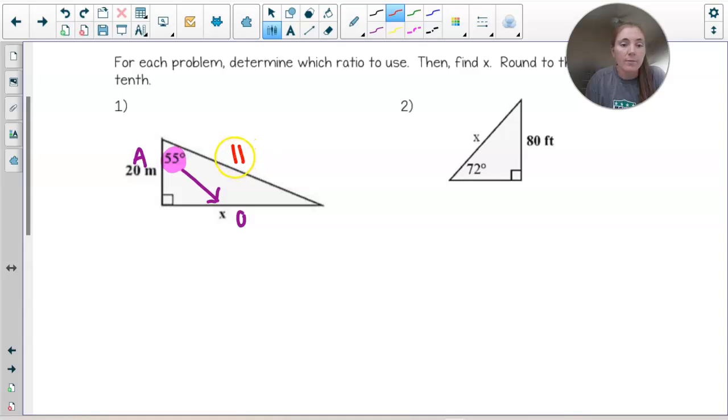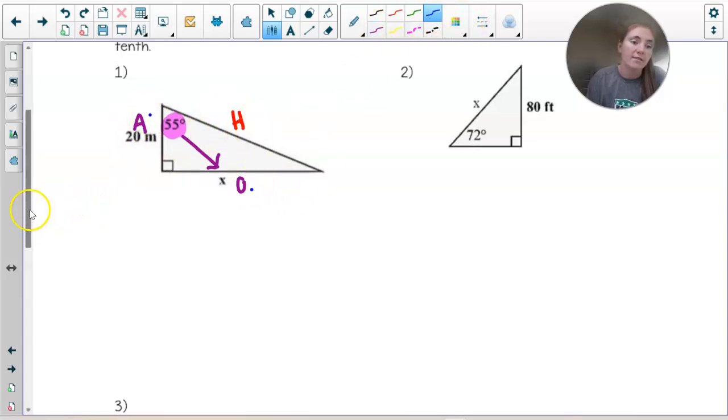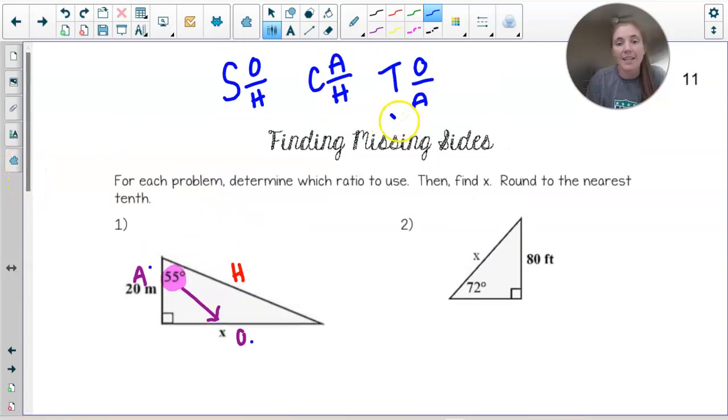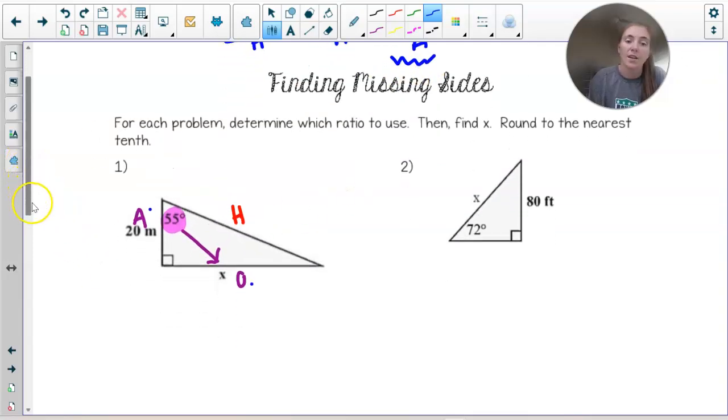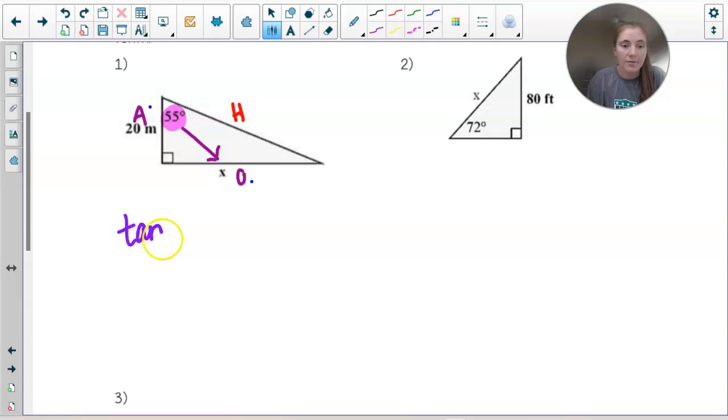We see there's no information given to us on the hypotenuse, so we wouldn't be able to use that piece. So we're looking for the ratio that uses opposite and adjacent. If you go up to the ratios we talked about, tangent is our one that uses opposite and adjacent. So we will set up tangent. The tangent from the perspective of the 55-degree angle is the ratio of the opposite leg, which is X, over the adjacent leg, which is 20. So now we've set up an equation.